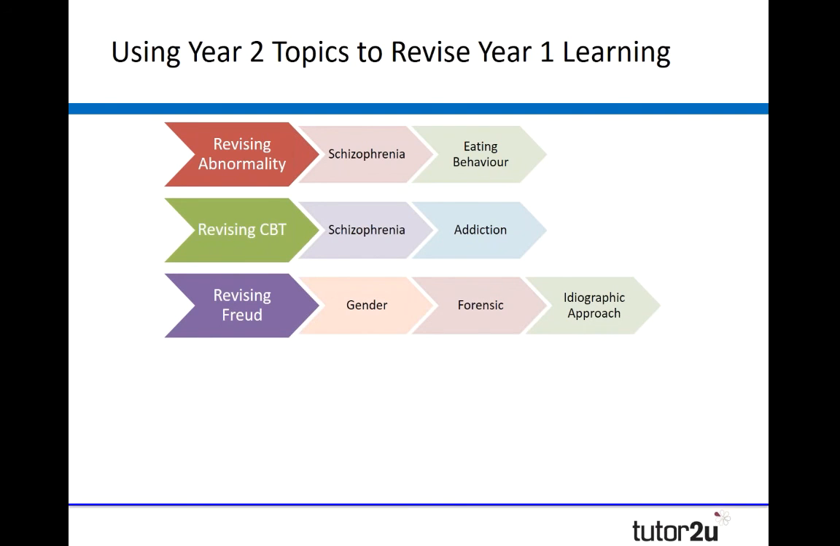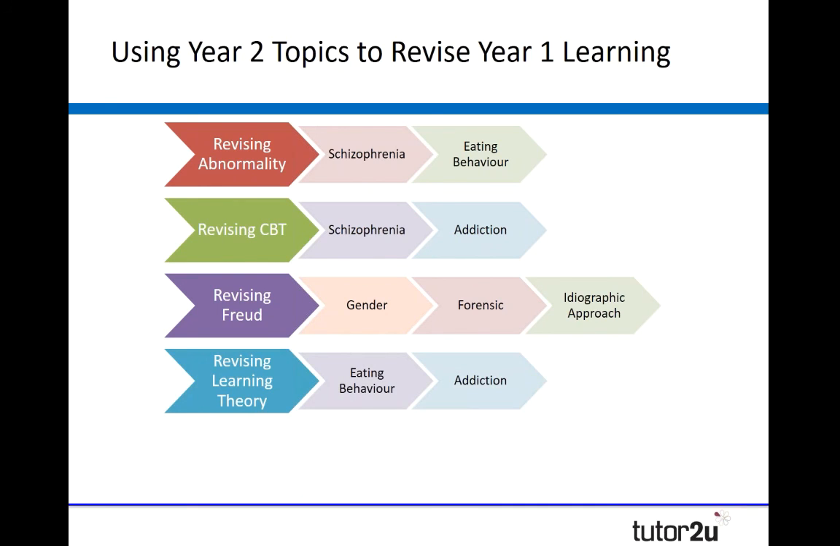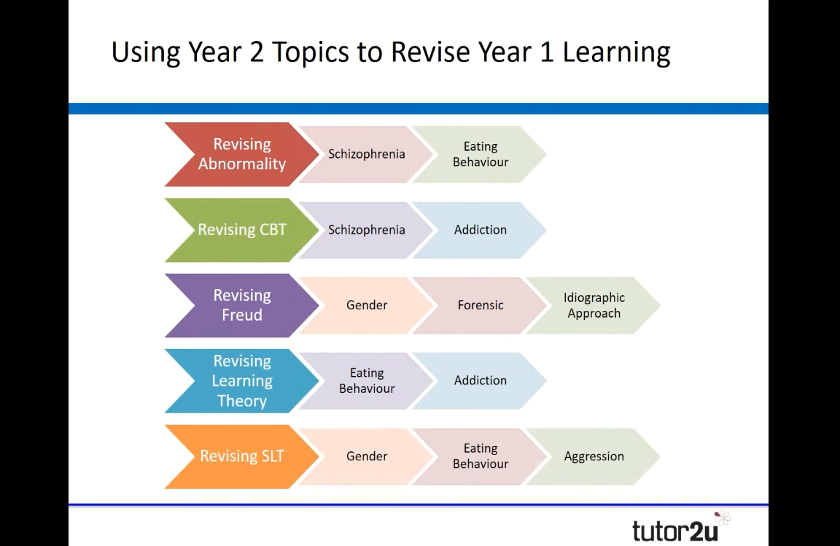Likewise, revising Freud: gender, forensic and the ideographic approach all lend themselves to spending a session revising Freud as well. So just knowing where that overlap occurs is really important. Likewise, behaviourist or learning theories appear in both eating behaviour and addiction, so you can use those topics to revise learning theories. And last but not least, social learning theory appears in gender, eating and aggression, which some of you may be doing together. So great opportunity to revise social learning theory if you're doing those, okay?